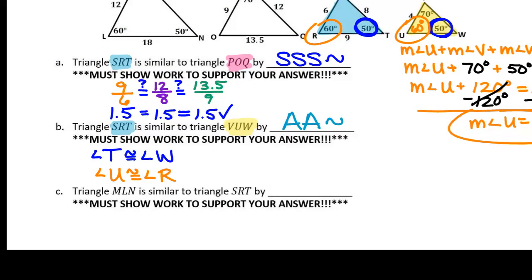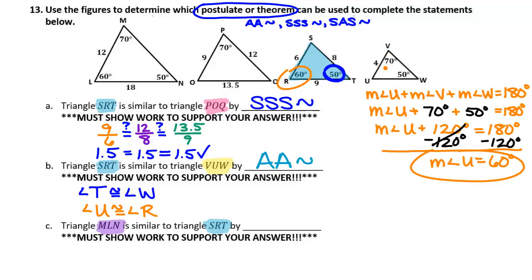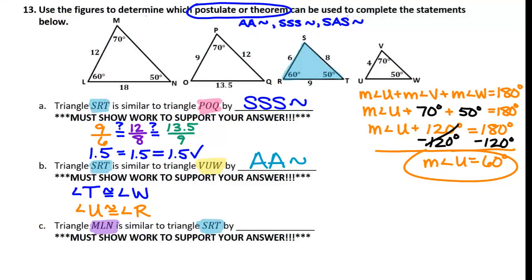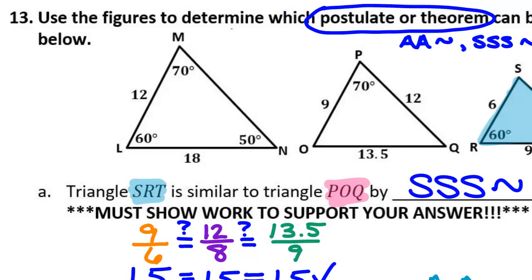Let's look down at C. For C, we're still going to keep triangle SRT. But now we're going to compare triangle SRT to triangle MLN. Triangle MLN would be this one over here.